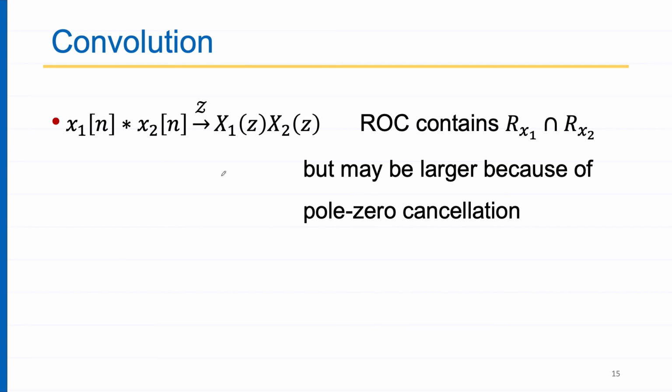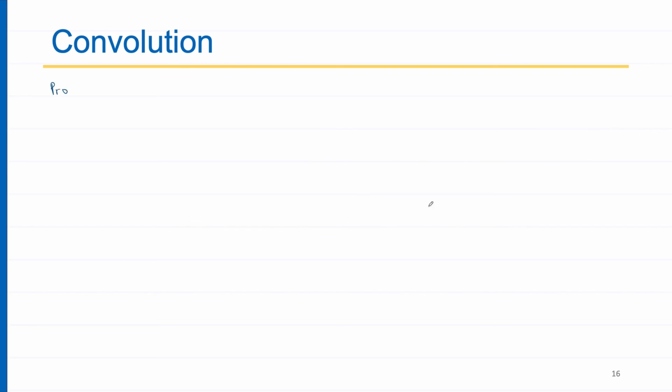Next, convolution. If I convolve two signals, how does their z transform change? For that, you have to recall that convolution in one domain causes multiplication in the other domain, and the same result is true for z transforms as well, and we will be proving it here. And how will the ROC change? ROC is basically the intersection of the X1 and X2 ROCs, but it could be larger because of pole zero cancellation. Okay, let's see the proof of this convolution property.